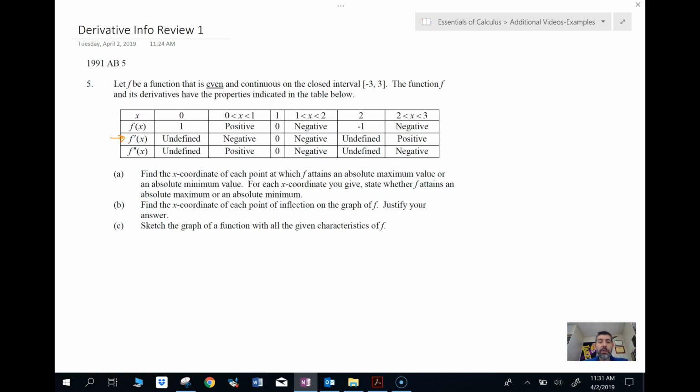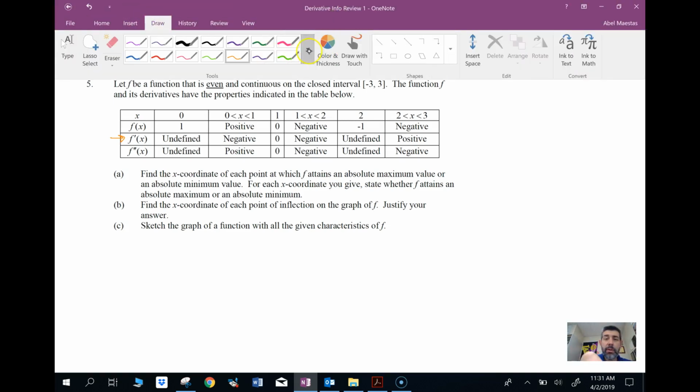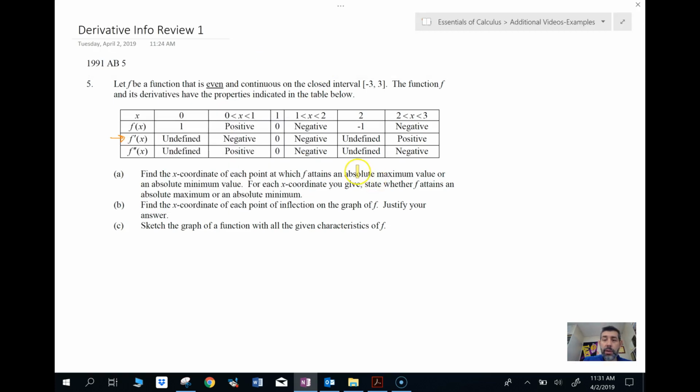So the first question here is: find the x-coordinate of each point at which f attains an absolute maximum value. So we're looking for an absolute maximum value. Let me see if I can get my little highlighter here. So where it gets an absolute maximum value and an absolute minimum value.